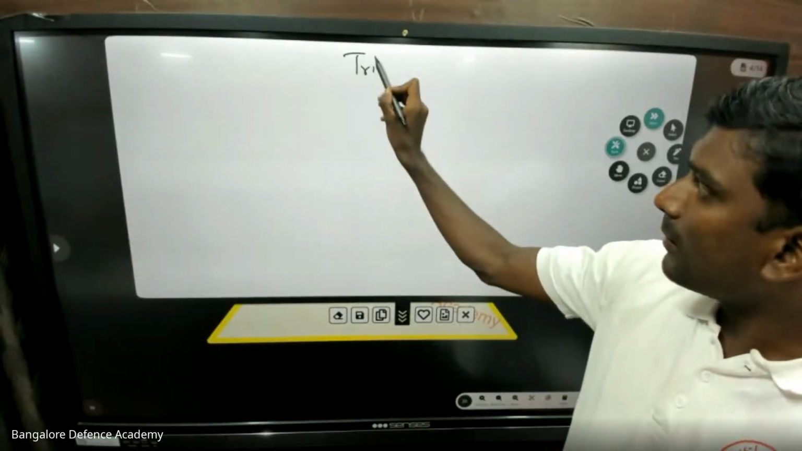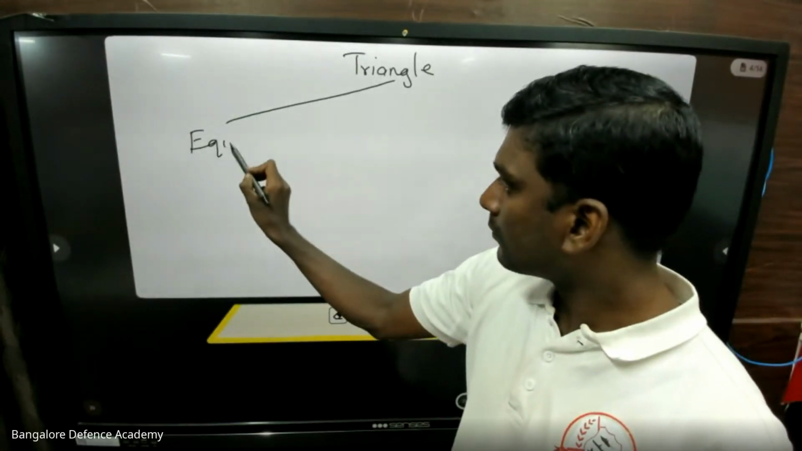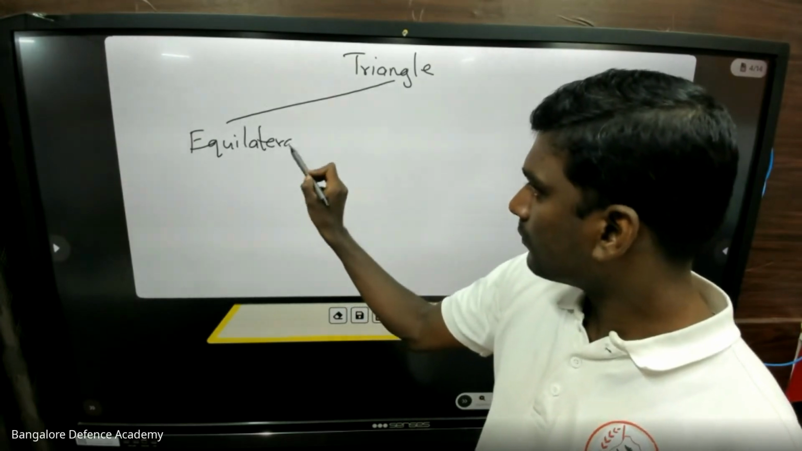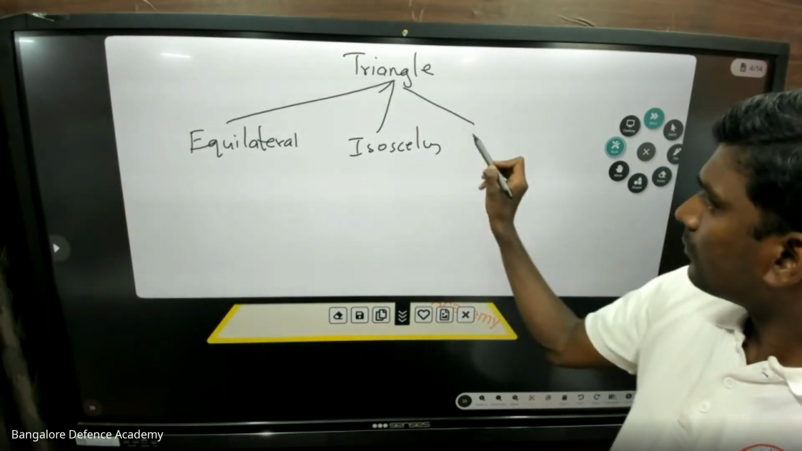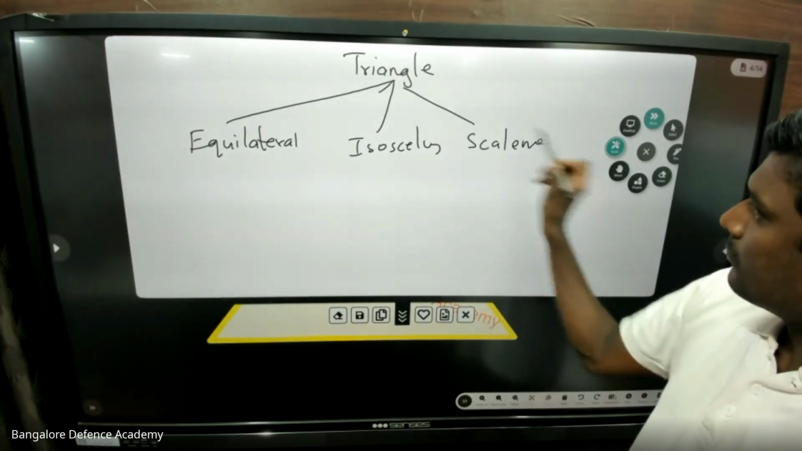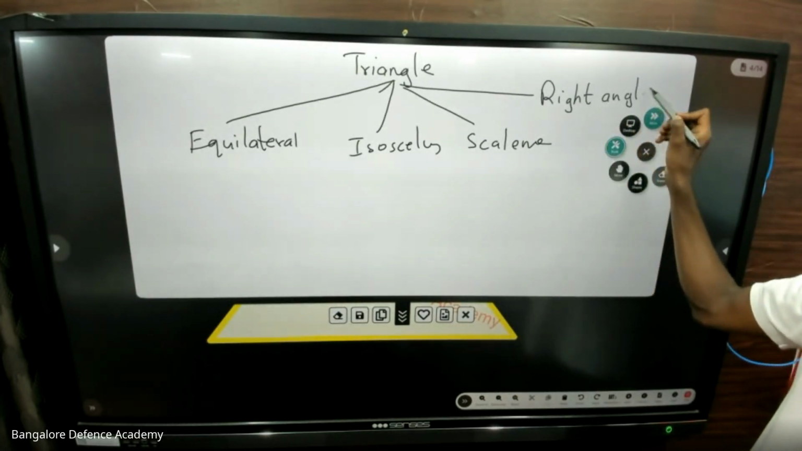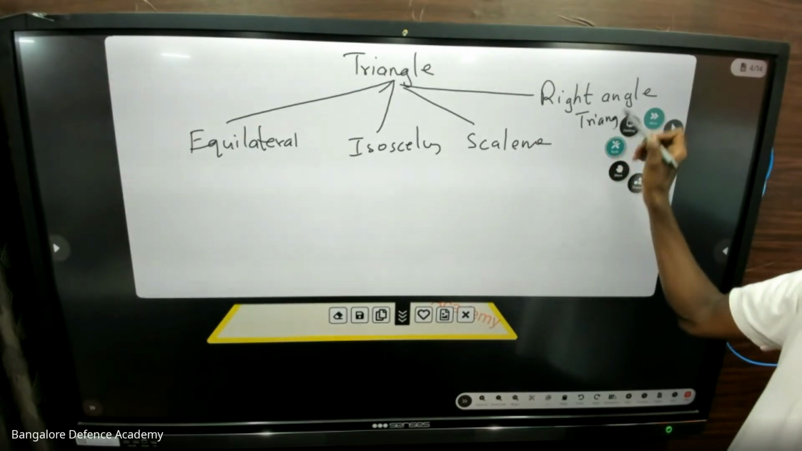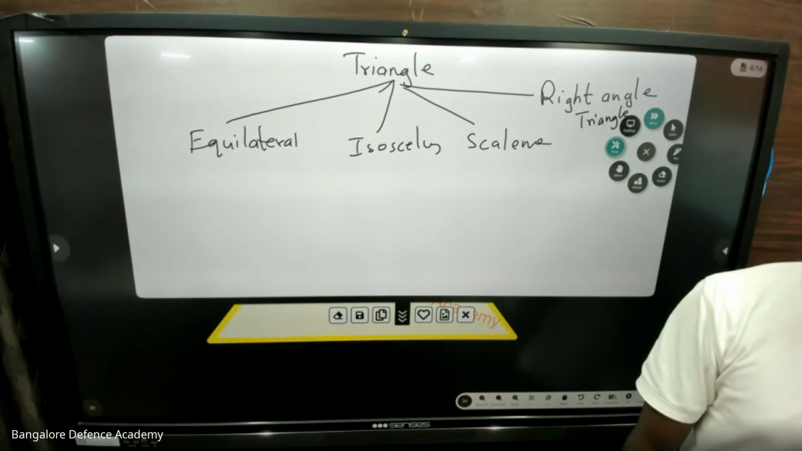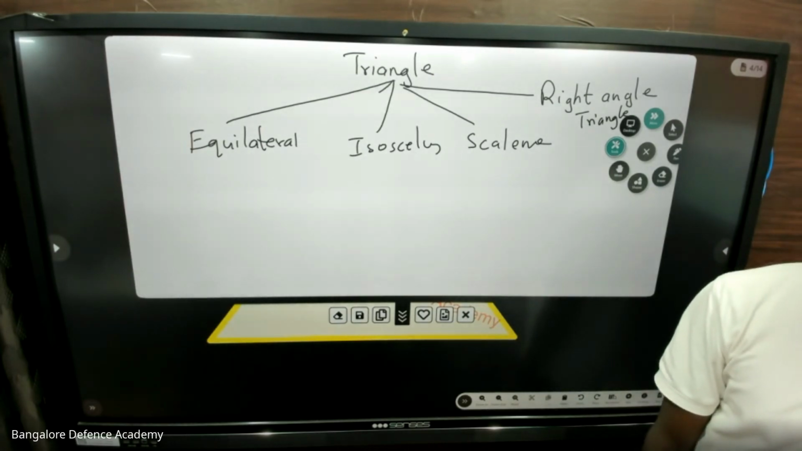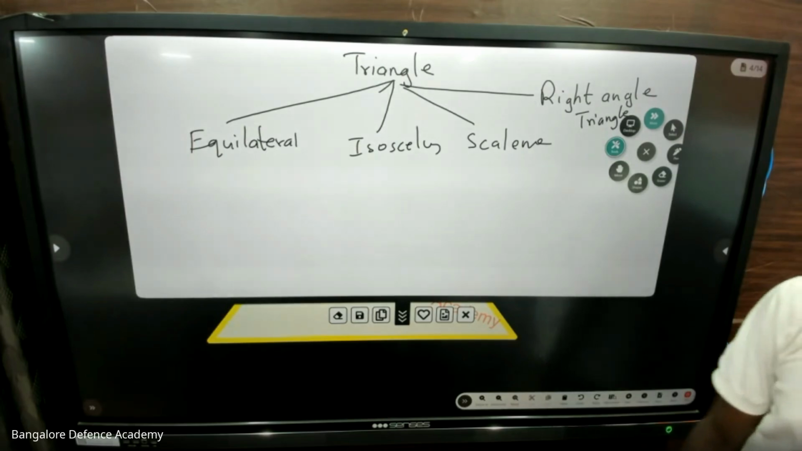Okay, and just do what I'm doing here now. Triangle. Equilateral triangle, isosceles triangle, scalene triangle, and right angle triangle.